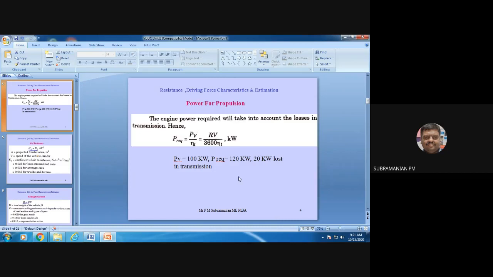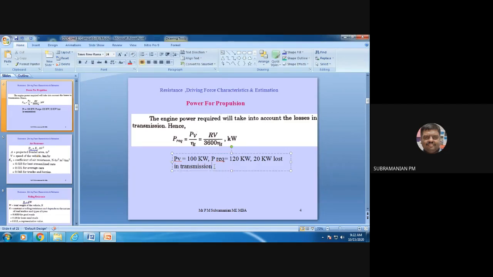I will be giving you values: the value of R, the value of V, and the value of transmission losses. So using this formula, you will design the engine. My engine has to produce 120 kilowatt to provide the required vehicle power for propulsion. So like this, you will make a judgment, okay? In order to find that only, we are having this formula, RV by 3600 times transmission efficiency.